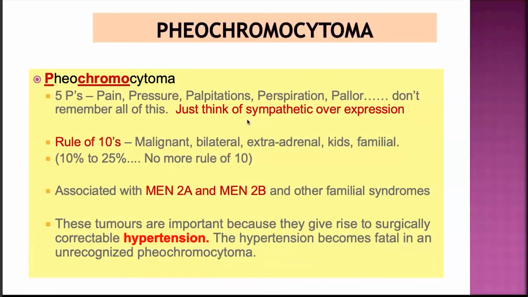And in pheochromocytoma, the conventional school, old school always talk about the rule of 10. A rule of 10, meaning that 10% malignant, 10% bilateral, 10% extraadrenal, 10% involving kids, and 10% familial. Okay, but nowadays, many research done, there's no more rule of 10. It can go into 10 to 25% of malignant nowadays, okay? And it is associated with MEN 2A and also MEN 2B and also run in the family, okay? These tumors, yes, as I mentioned, it is the only correctable hypertension, okay?